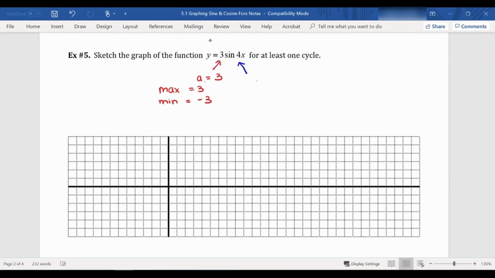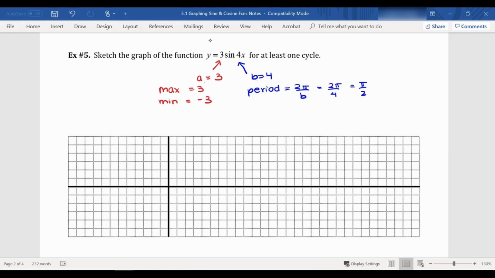The 4 is our B value. This changes our period. So our period is usually 2 pi. Now it's going to be 2 pi over B, which for us is 2 pi over 4 or pi over 2. It says at least one cycle. I'm going to do 2 or 3. Again, if I have to go for at least one cycle, I need to make sure my x-axis goes at least up to pi over 2.